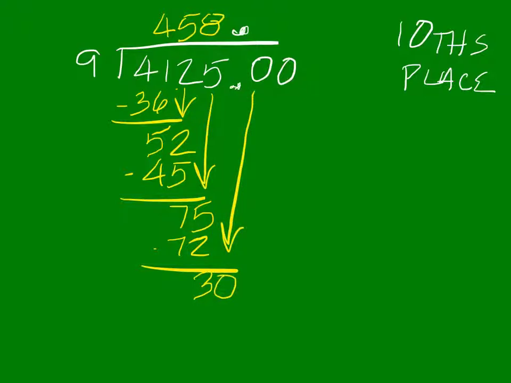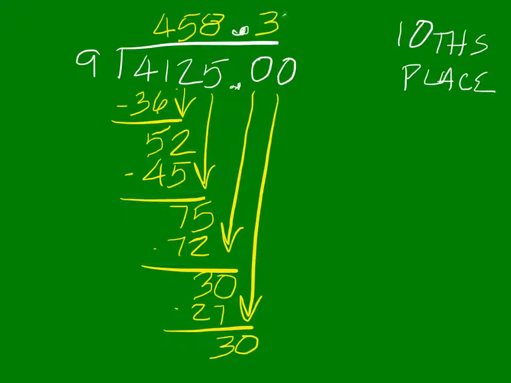How many times does 9 go into 30? 3 times. What is that? 27. What's left over? 3. What's next? Bring down the 0, and we already know that it goes into 33 times.